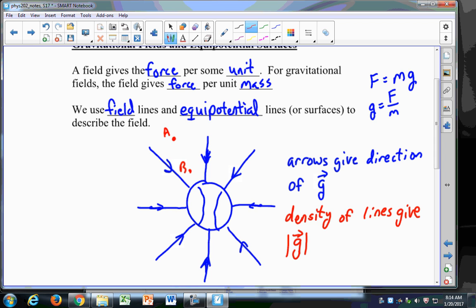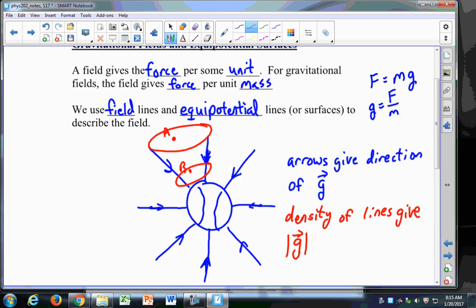All right, so notice here, the lines are just closer together. Out here, they're farther apart. We'll express this in vector form later, and we'll deal with fields quite a bit in this chapter and the next chapter, and the coming chapter. But these are field lines.